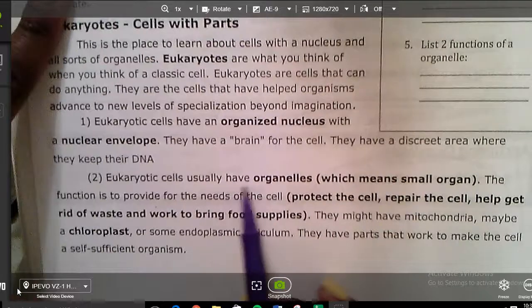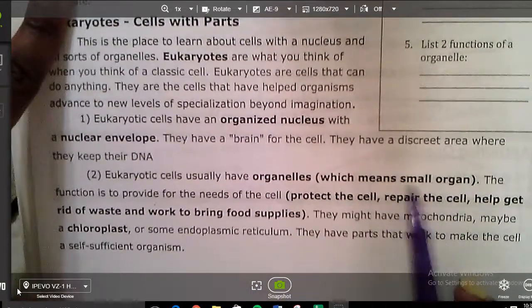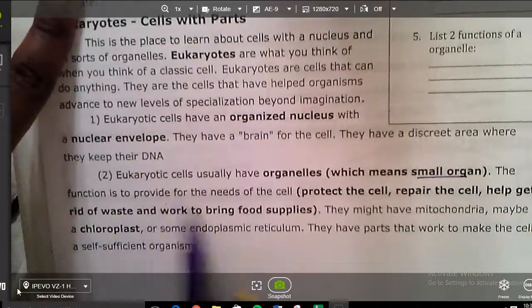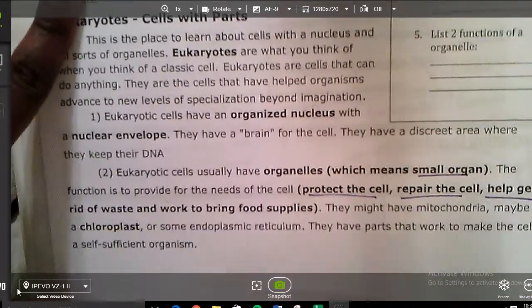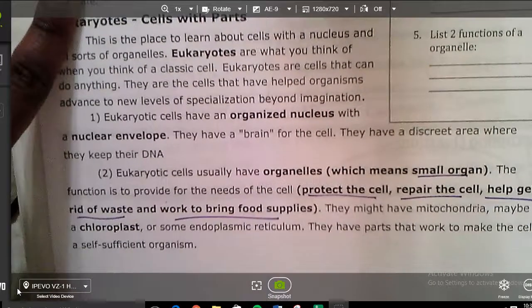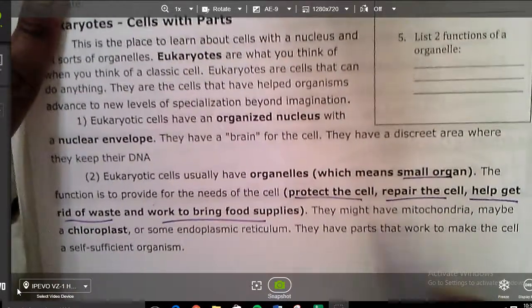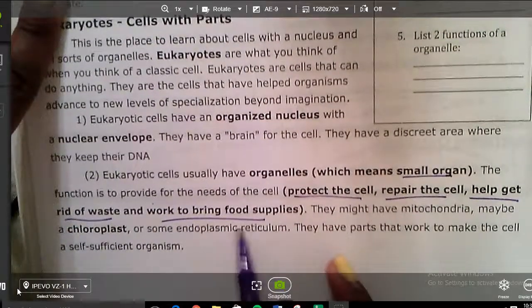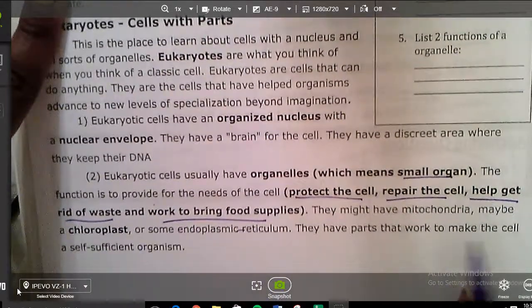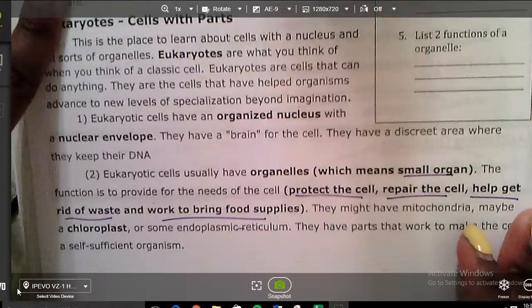Eukaryotic cells usually have organelles, which means small organ. The function is to provide for the needs of the cell, protect the cell, repair the cell, help get rid of waste, and work to bring food supplies. They might have mitochondria, maybe a chloroplast, or some endoplasmic reticulum. They have parts that work to make the cell a self-sufficient organism.